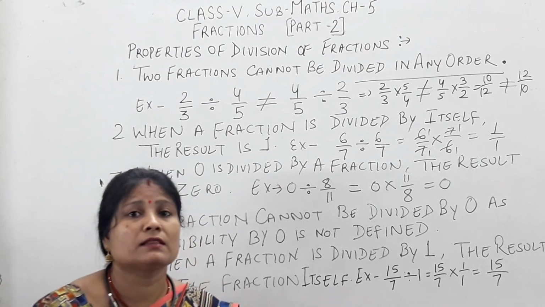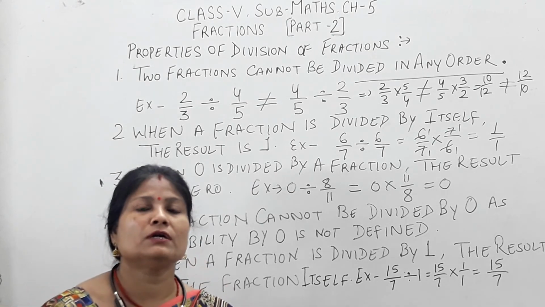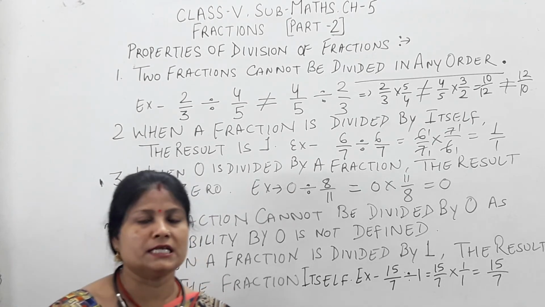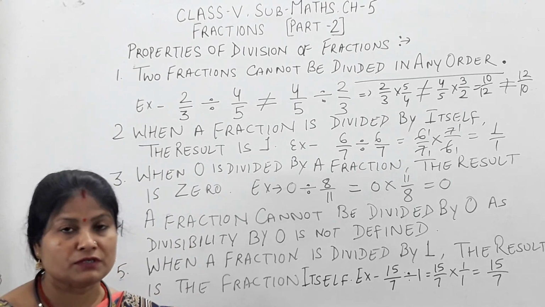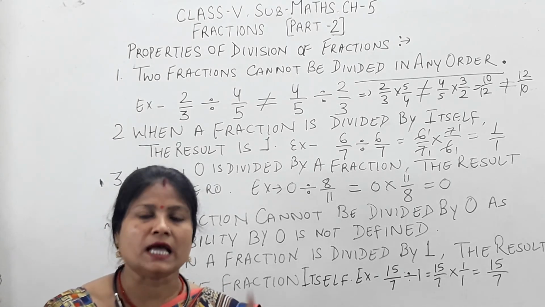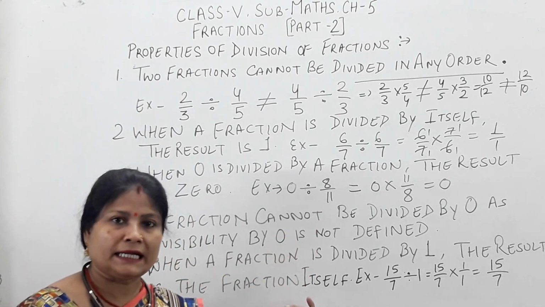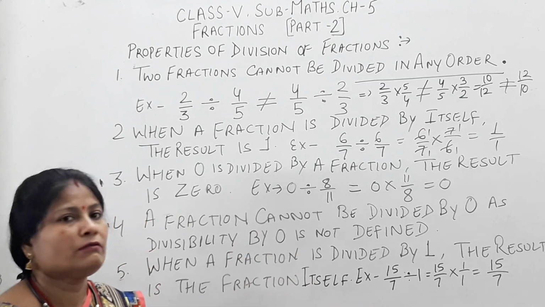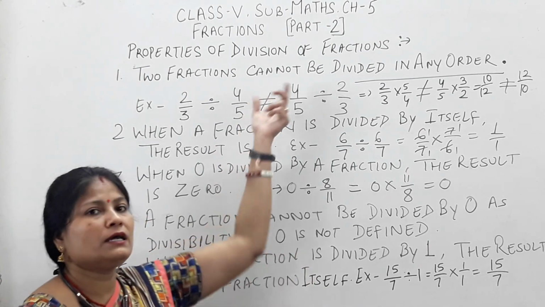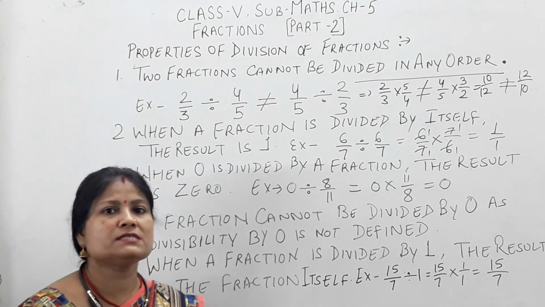So these are the properties of division. We have now covered all the operations of fractions: addition, subtraction, multiplication and division. Always keep in mind, we take the LCM in addition and subtraction. In multiplication, we directly multiply, and in division, we convert to the reciprocal and then solve. In this manner, our chapter is completed.